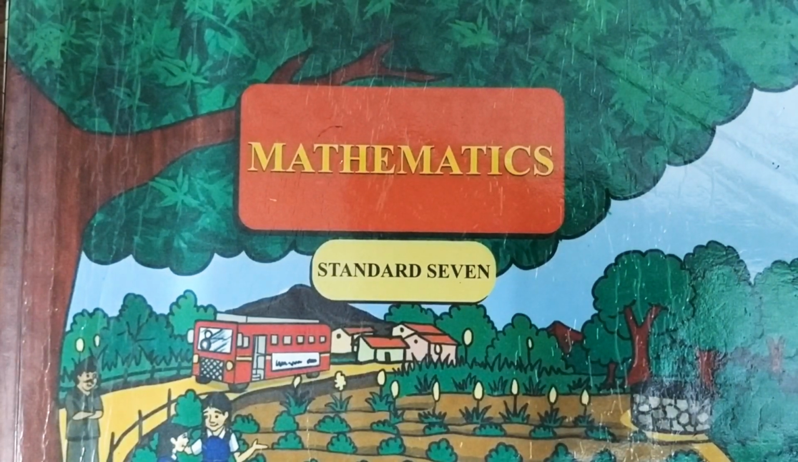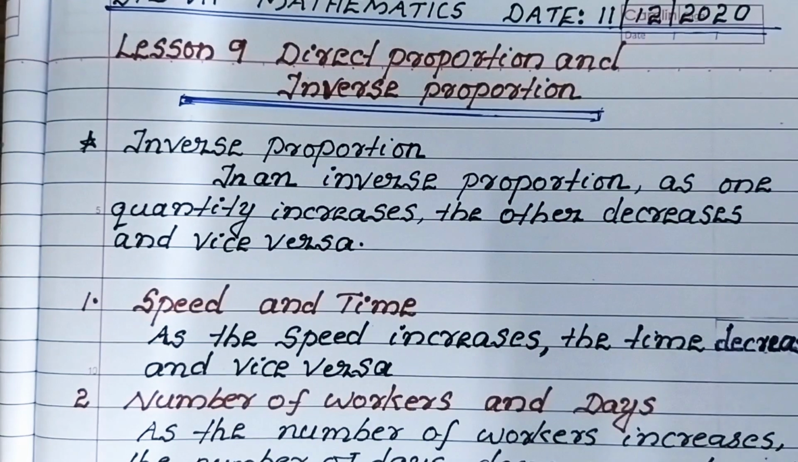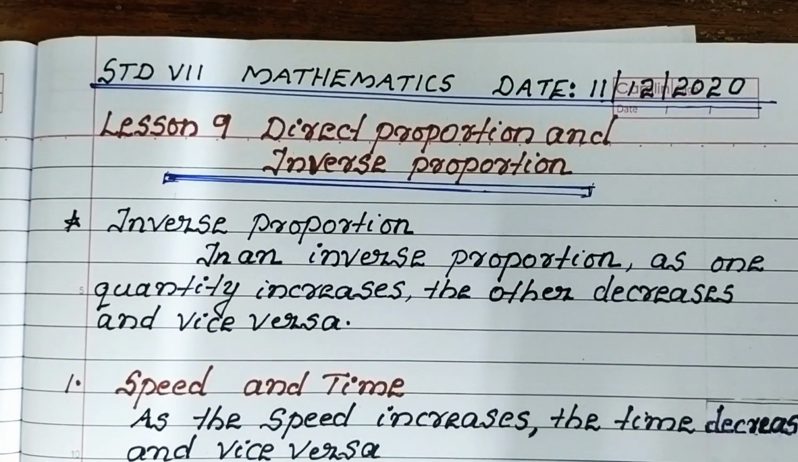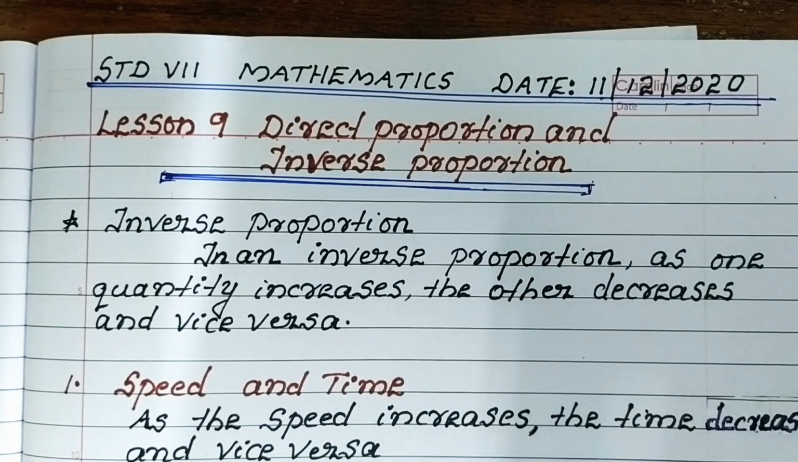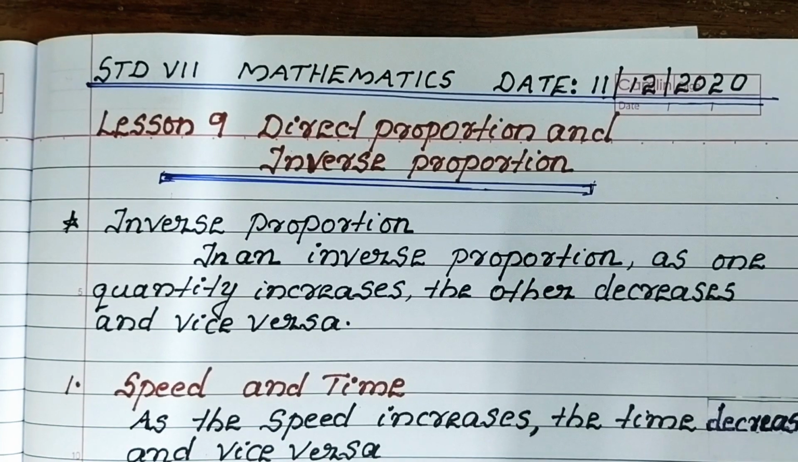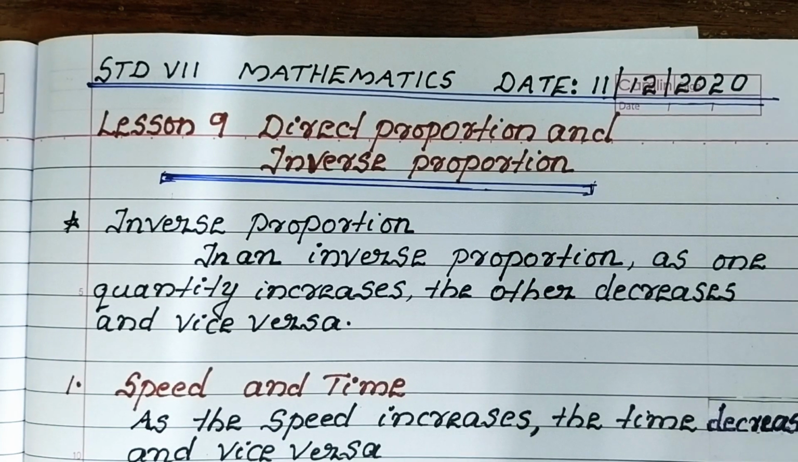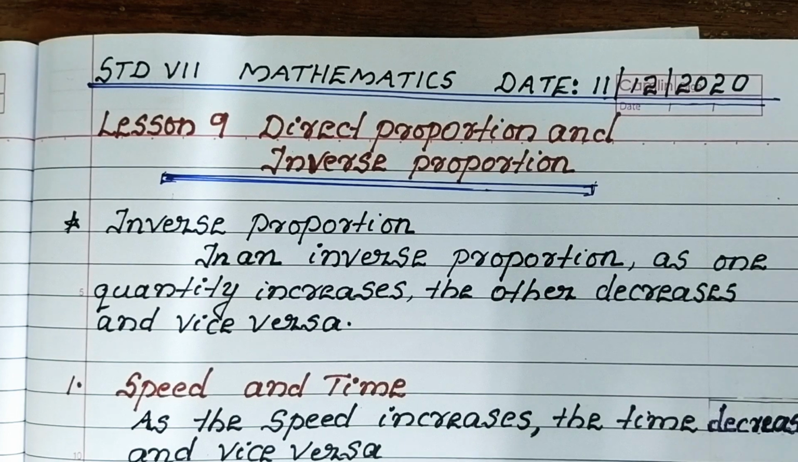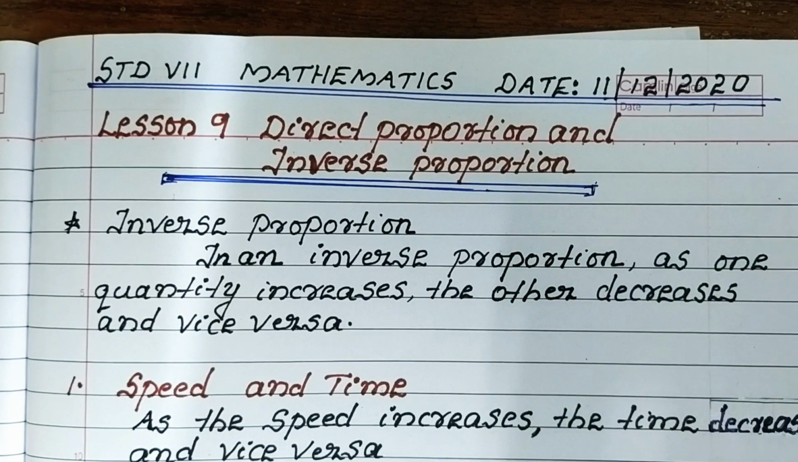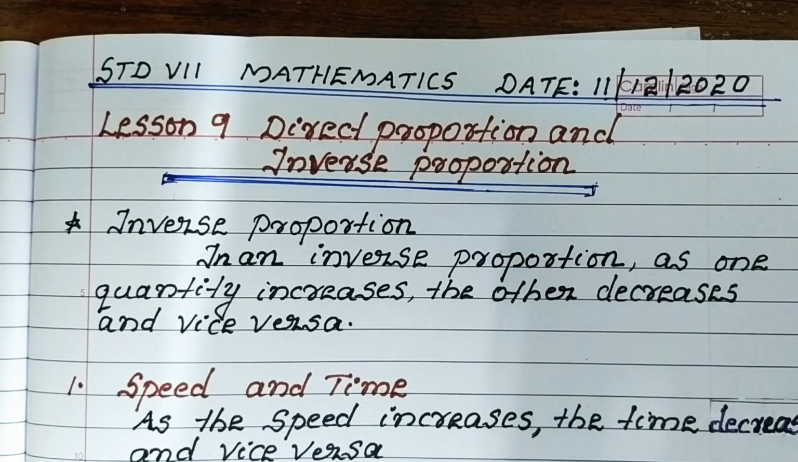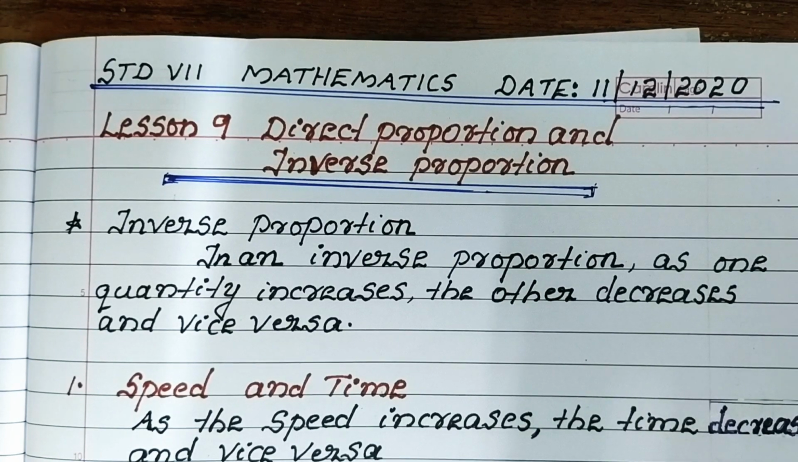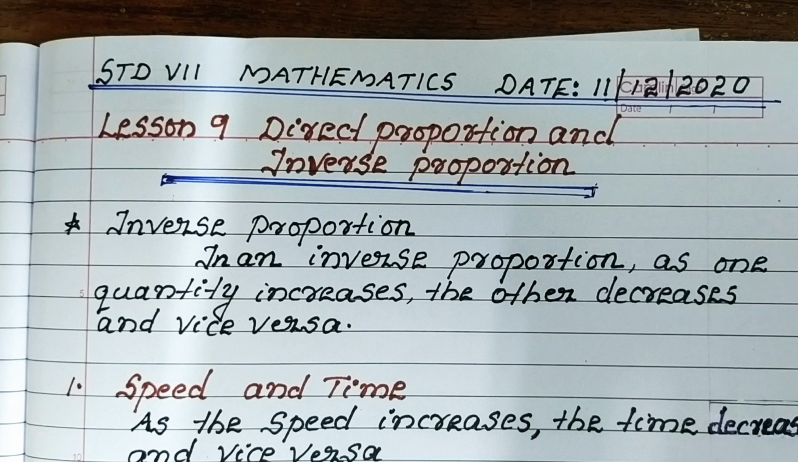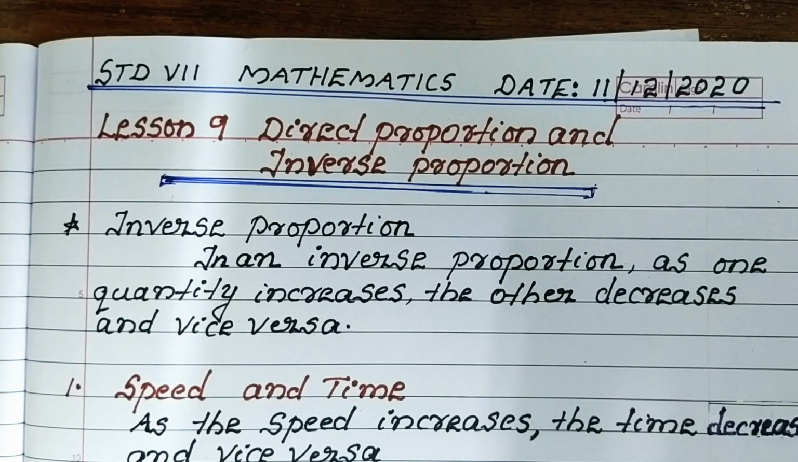Hello students, continuation of lesson number 9, direct proportion and inverse proportion. Last lecture I explained about direct proportion. In direct proportion, if one quantity increases, then the other related quantity also increases. If one quantity decreases, the other related quantity also decreases.